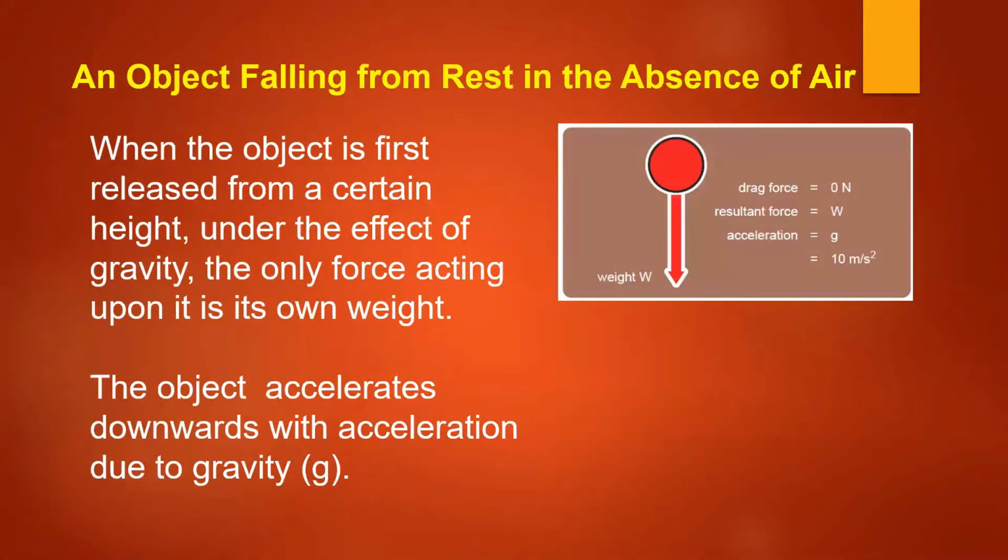First of all, I'm going to talk about an object falling from rest in the absence of air resistance. If no air resistance is acting, for example, when the object is first released from a certain height under the effect of gravity, the only force acting upon it is its own weight, because no air resistance is acting upwards. The object accelerates downward with acceleration due to gravity.